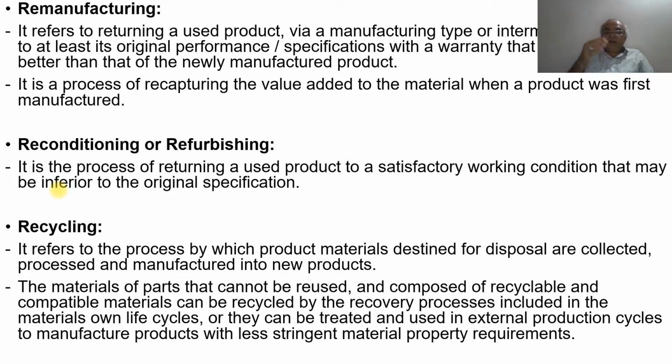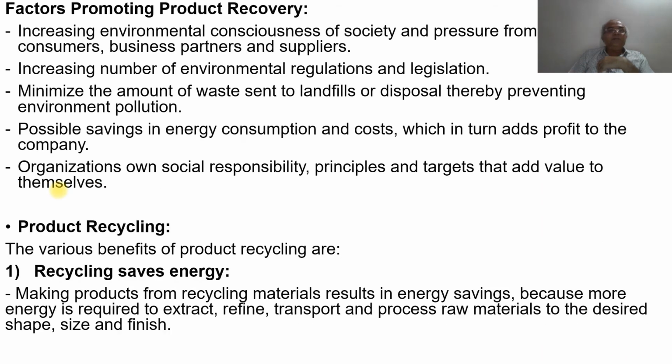Then recycling, that is the materials we are going to use for recycling. It refers to the process by which the product materials destined for disposal are collected, processed and manufactured into a new product. It is reusable products. So the materials of parts that cannot be reused and are composed of recyclable and compatible materials can be recycled by the recovery processes included in the material's own life cycles, or they can be treated and used in external production cycles to manufacture products with less stringent material property requirements.